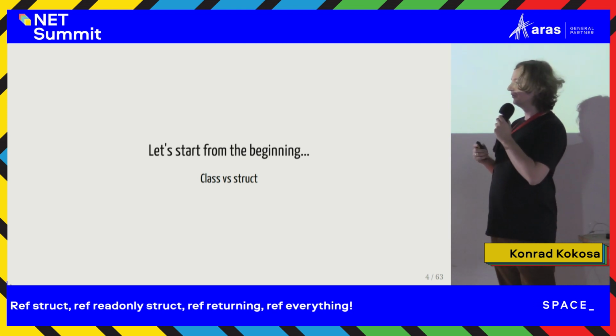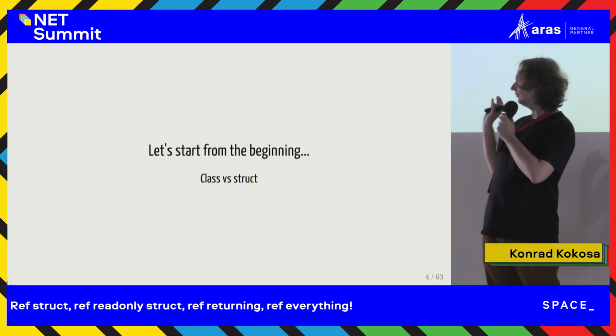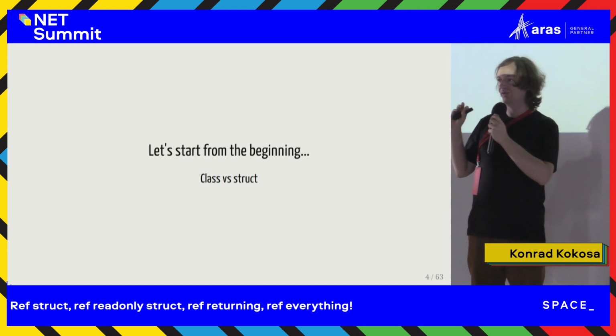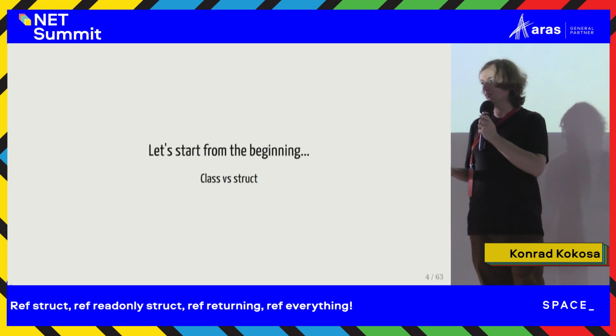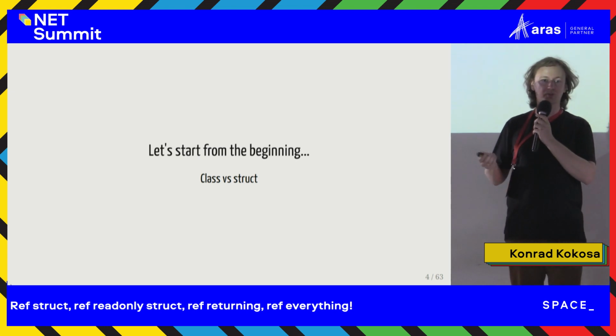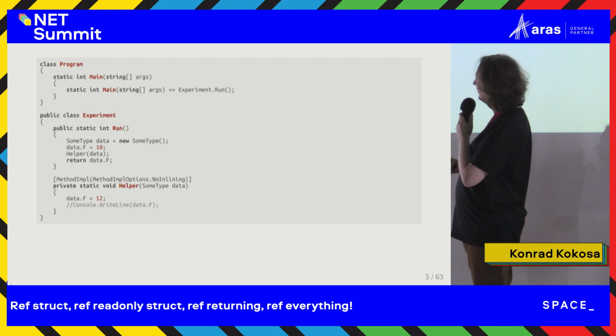Class versus struct. What is the difference? Can any one of you say a few words? Reference versus value type. It is the main difference between the struct and the class. The class represents a reference; a struct is the value itself.